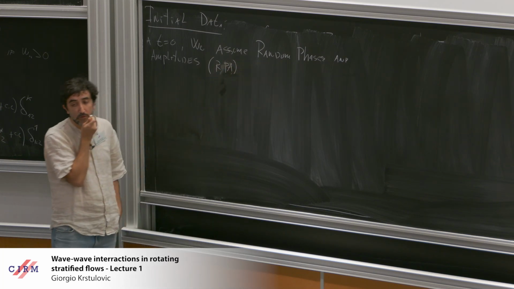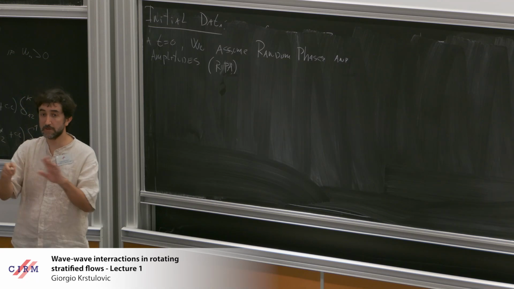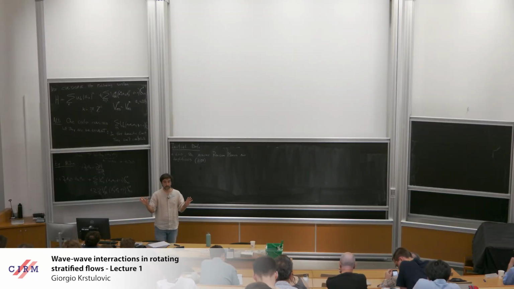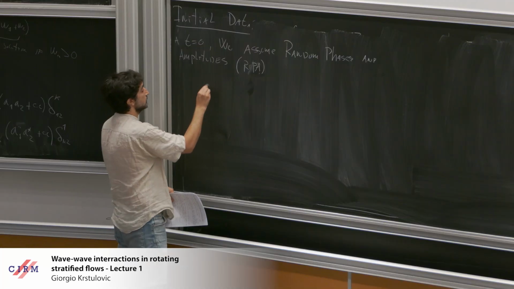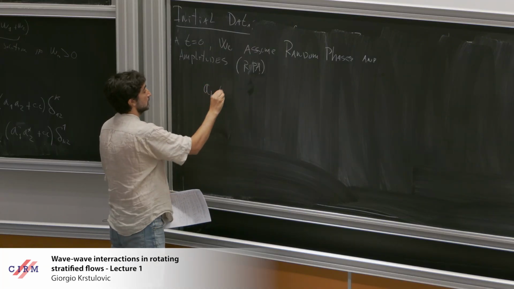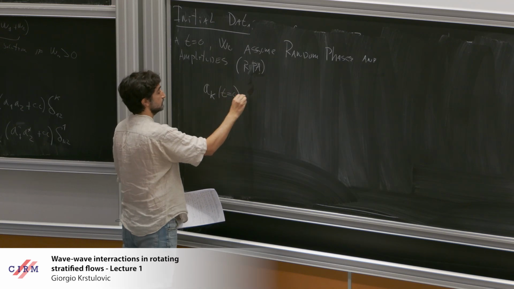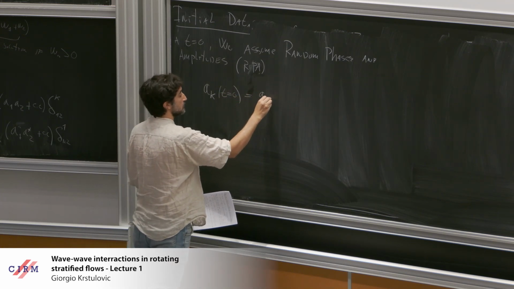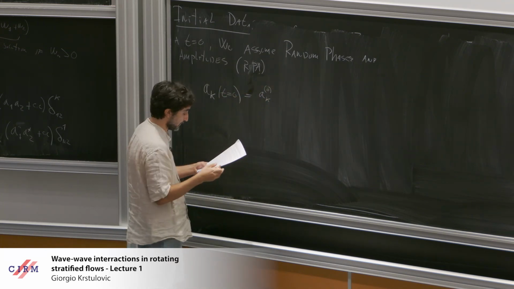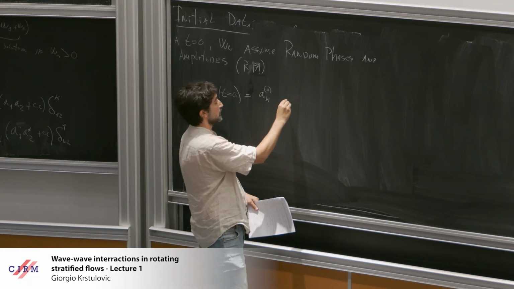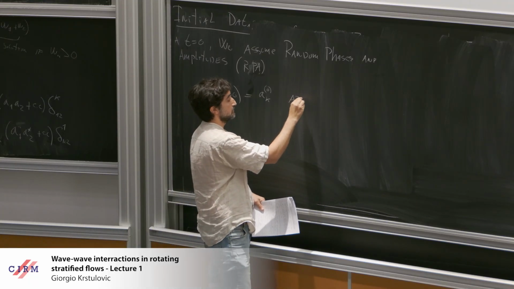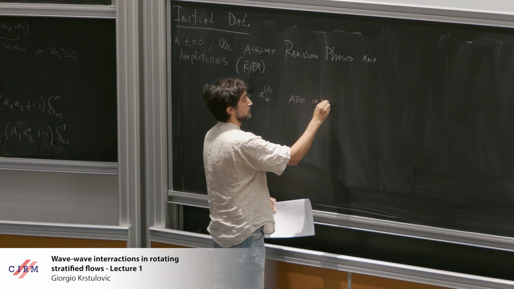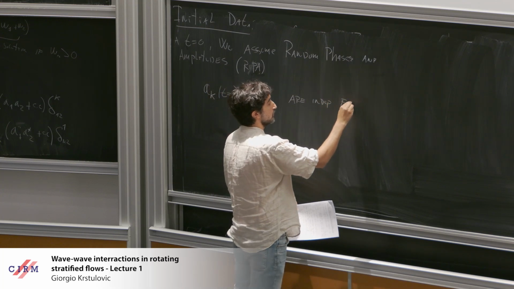Okay, so this is important. At t equal to 0, we assume that all the fields are independent, phases and amplitude for different k. And then we are going to denote simply a_k. Okay? And we say that they are independent for different k's.